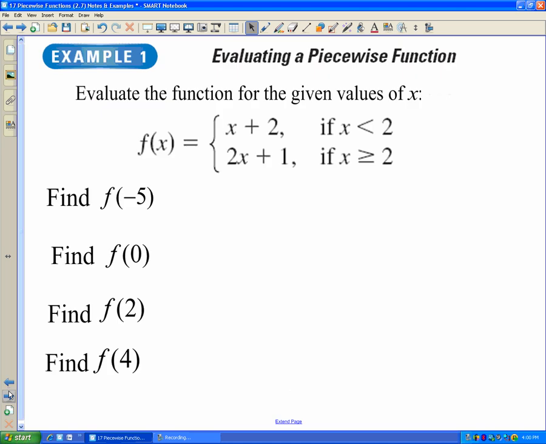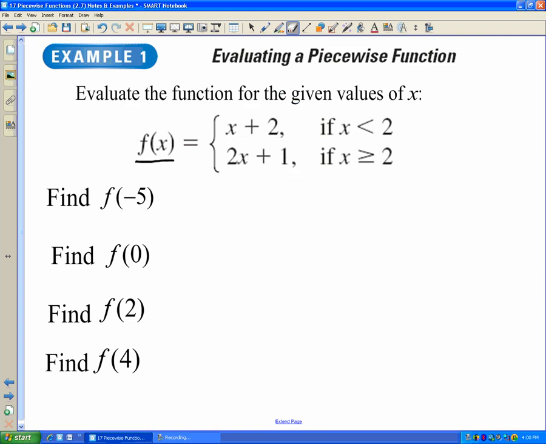So let's talk about piecewise functions and how these work and what we do with them. So let's look at one first. Evaluating a piecewise function. Evaluate the function for the given value of x. This is my function f. f is built up of two different expressions, x plus 2 and 2x plus 1.